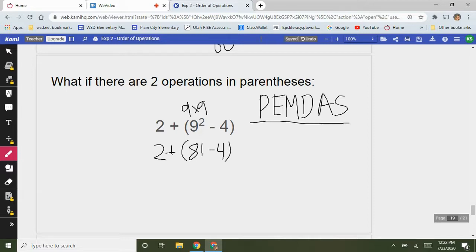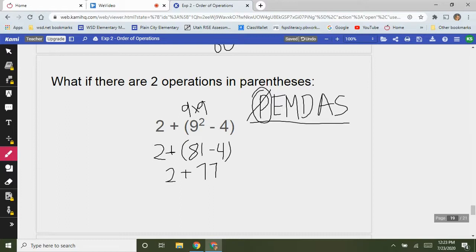So I'm still at this step right here because I can't move past parentheses till I've done everything in the parentheses. So 81 minus 4 is going to give me 77. Now I can take away the parentheses because I've done everything inside of them. Okay, I bring down everything I haven't used.